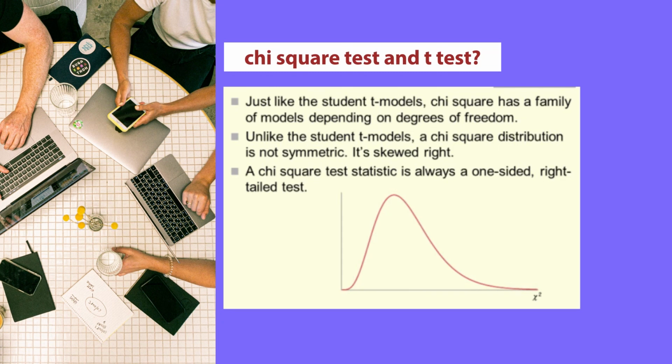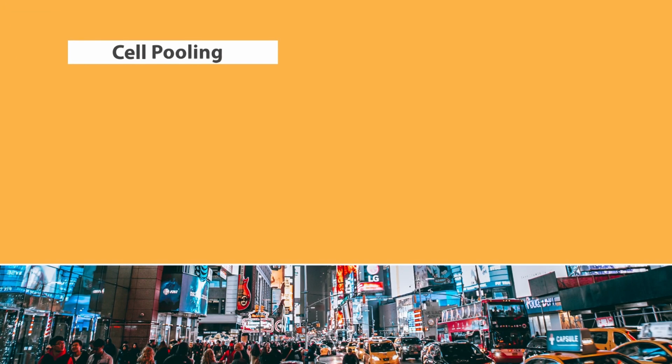A chi-square test statistic is always a one-sided right-tailed test. In our preceding session, when we studied the one-tailed test, the two-tailed test, the right tail or left tail, the beauty of the chi-square test statistic is that it is always a one-sided right-tailed test. Now we are talking more about cell pooling.